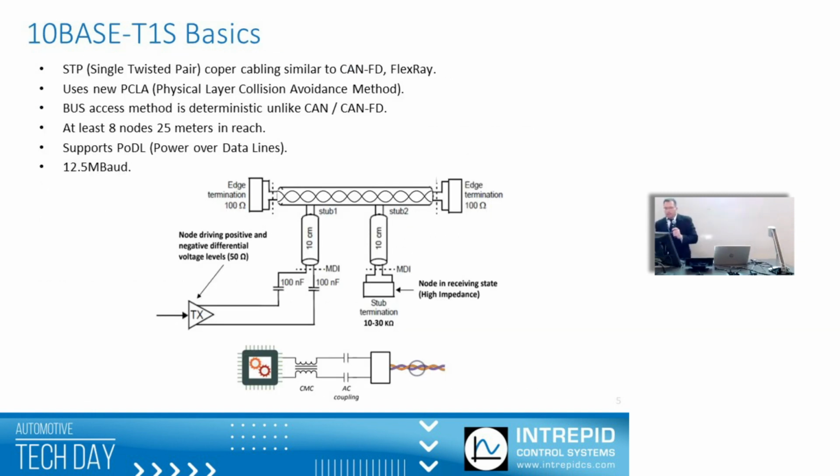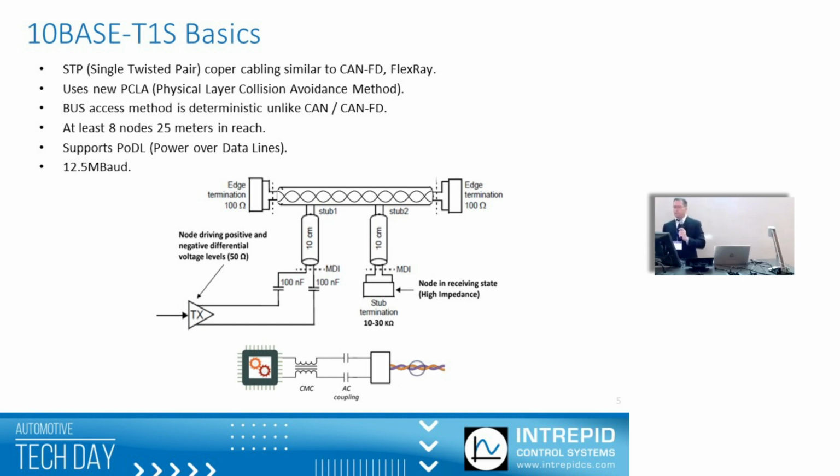So the way the 10BASE-T1S works is fundamentally different than all other forms of Ethernet at the physical layer. It does run over single twisted pair, unshielded twisted pair copper cabling, very similar to CAN-FD and FlexRay. If you think about the reasons for 10BASE-T1S, it is to be competitive with CAN-FD and FlexRay. So we want to use the same type of connectors, the same type of cabling, which 10BASE-T1S does. There's a new method for avoiding collisions, physical layer collision avoidance, or in other words, PLCA. This is unique to 10BASE-T1S. We'll get into the details of this in a minute.